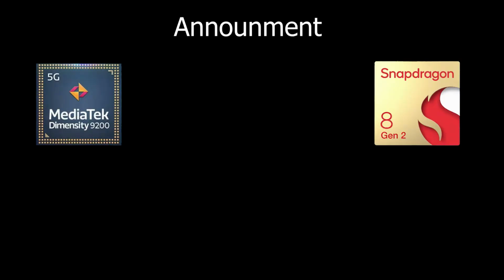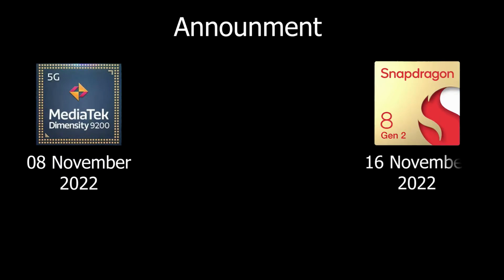Talking about the announcement of both processors, the Dimensity was announced this month, on 8 November 2022, while Snapdragon 8 Gen 2 has just had its specs released, and according to the specs, it is 16 November 2022.